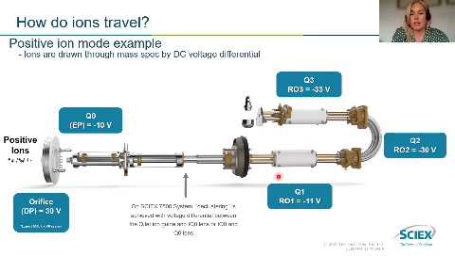Q1 is where we select our precursor ion. Q2 is where fragmentation occurs. And we've got Q3 here also, which is where our product ion is going to be detected. And we'll talk a little bit about the Q-trap functionality as well and the additional benefits this can have.